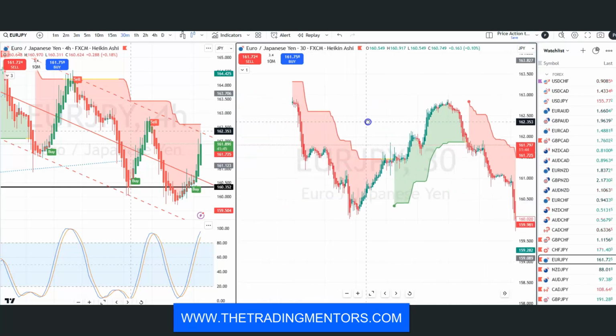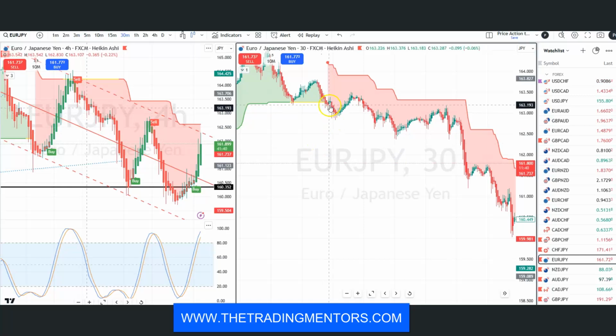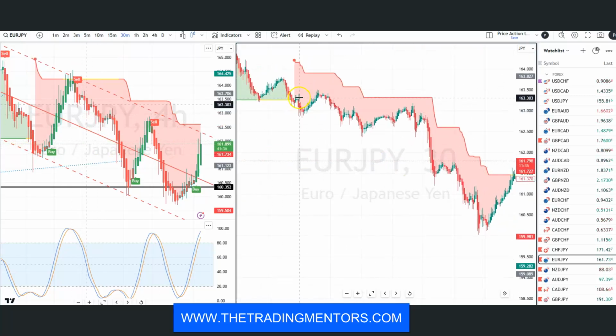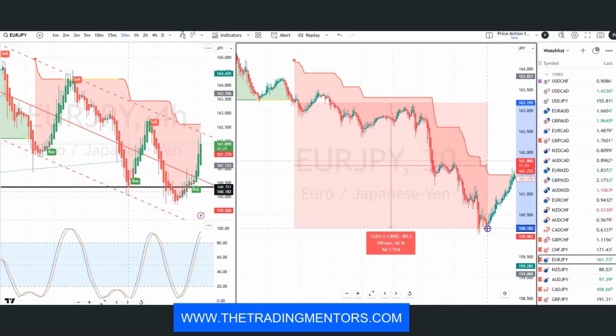You're not going to buy it, because look on the left. Look on the left. So this move here, break of structure there, everything goes red. 300 pips, thank you very much.